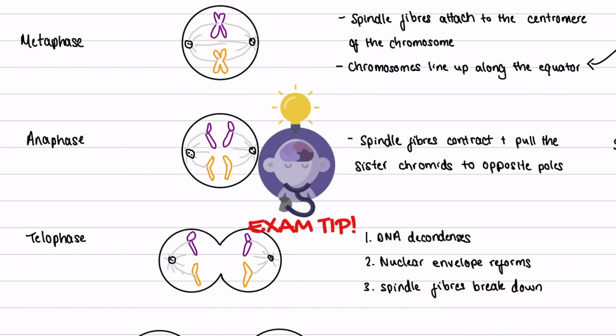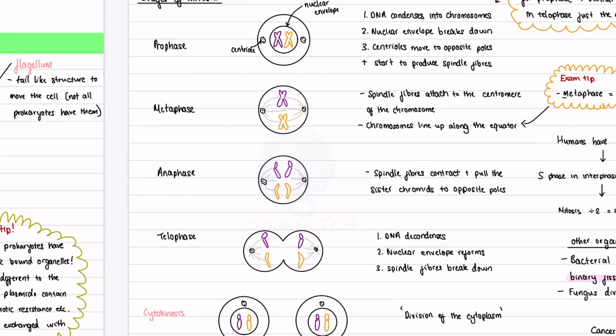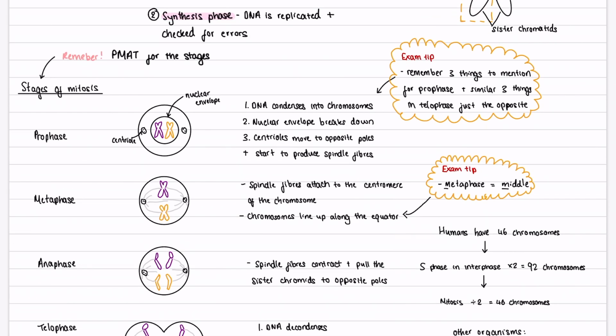A way to remember this in your exam is that in prophase there are 3 things to mention, and those 3 things are similar in telophase, just the opposite. For example, in prophase, the DNA condenses into chromosomes, but in telophase, it decondenses. The 3 things you need to remember are about DNA, nuclear envelope, and spindle fibers. Then metaphase, remember the M stands for the middle, which is where the chromosomes line up.